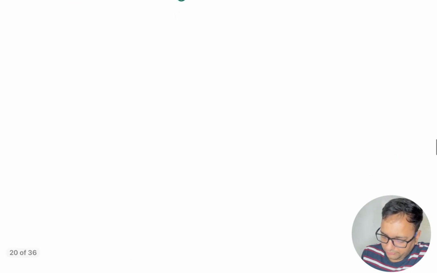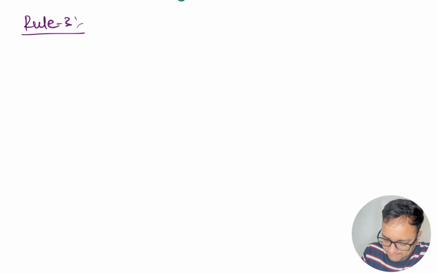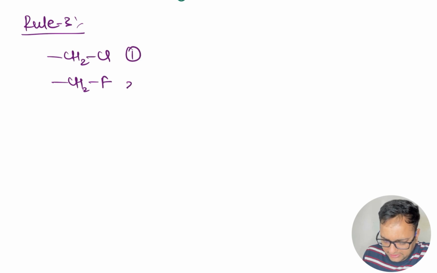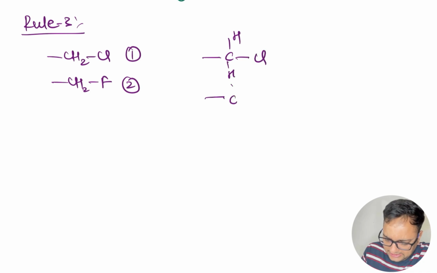So what is rule 3 now? Now I'm not writing the side group, I'm writing the group directly itself, right? Like we have two groups, CH2Cl and CH2F. So which has more priority? The CH2Cl has priority one and CH2F the second priority. How? Because we are going to see H and Cl, H and Cl. That's how these groups are.